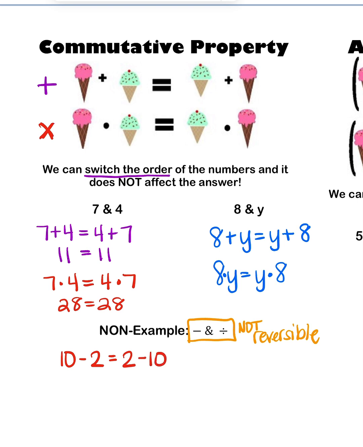Well, we know in the front, 10 minus 2 is 8. But on this side, if I have $2 and I try to spend $10, I will end up with a negative. So that's a non-example.